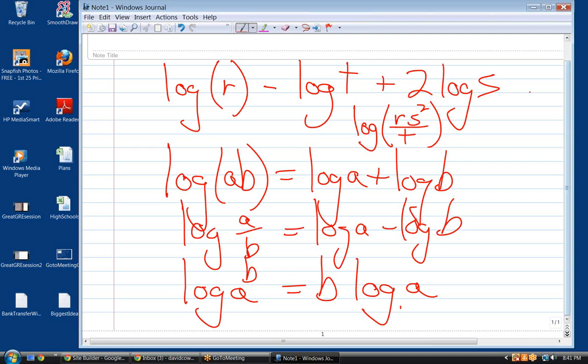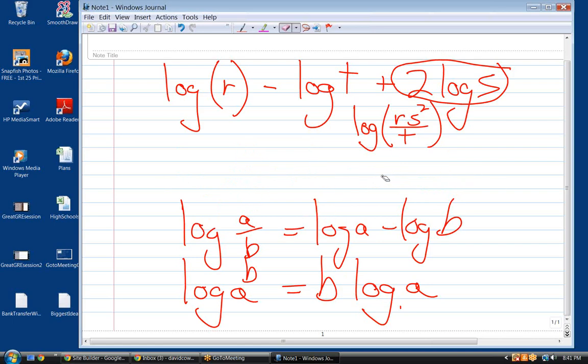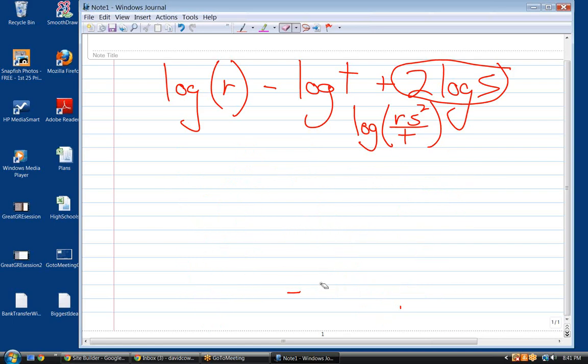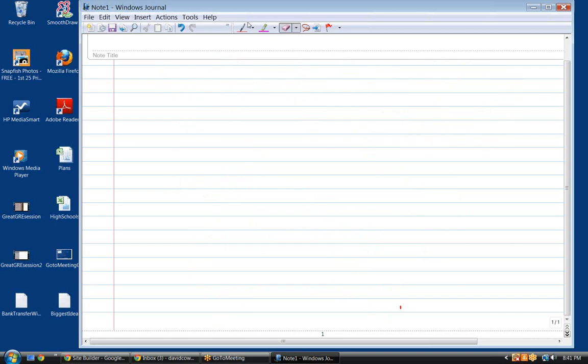But you can always take that. In other words, this expression right here is the same as the log of s squared, based on Rule 3. Okay? So let's erase those rules, because I think you know them. What's the next one?